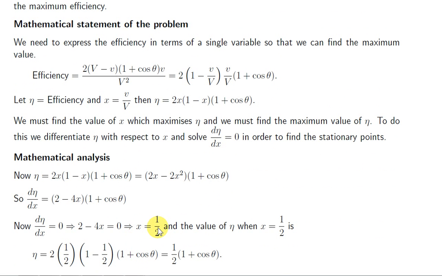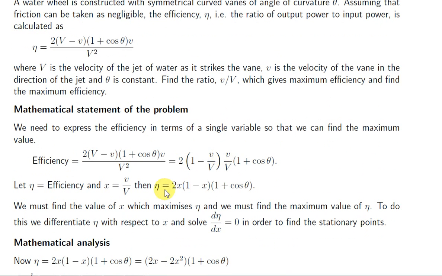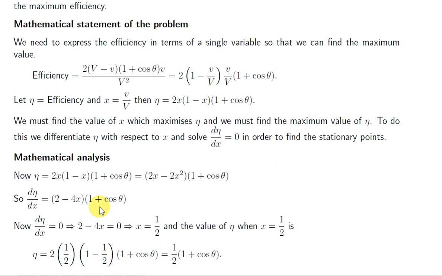Now, how do we know that this value of x maximizes efficiency, maximizes eta? Well, it's fairly clear that the ratio that minimizes efficiency is 0. You see, if x is 0, we get eta equals 0. That's the minimum value the efficiency can have. So since we only get one solution, it must be the value of x that maximizes efficiency.